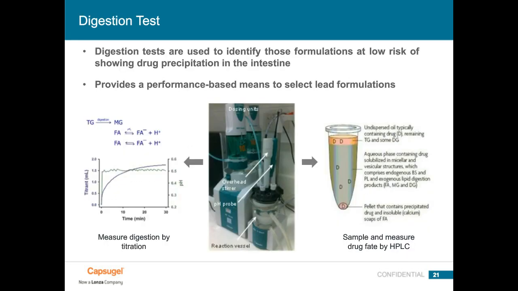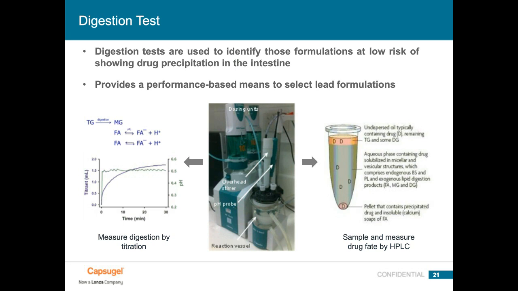Another critical test for lipid formulations is what we call the digestion test. In the digestion test, the idea is that we actually digest the lipid formulation that is used to carry the drug. One of the key benefits and also challenges of a lipid formulation is that the excipients are digested in the intestine by enzymes. In particular, in this test, we use pancreatin to digest the lipid formulation. Depending on the composition of that lipid formulation, as well as how the drug interacts with it, this can change the rate of digestion and therefore the supersaturation of the drug and sometimes precipitation of the drug.